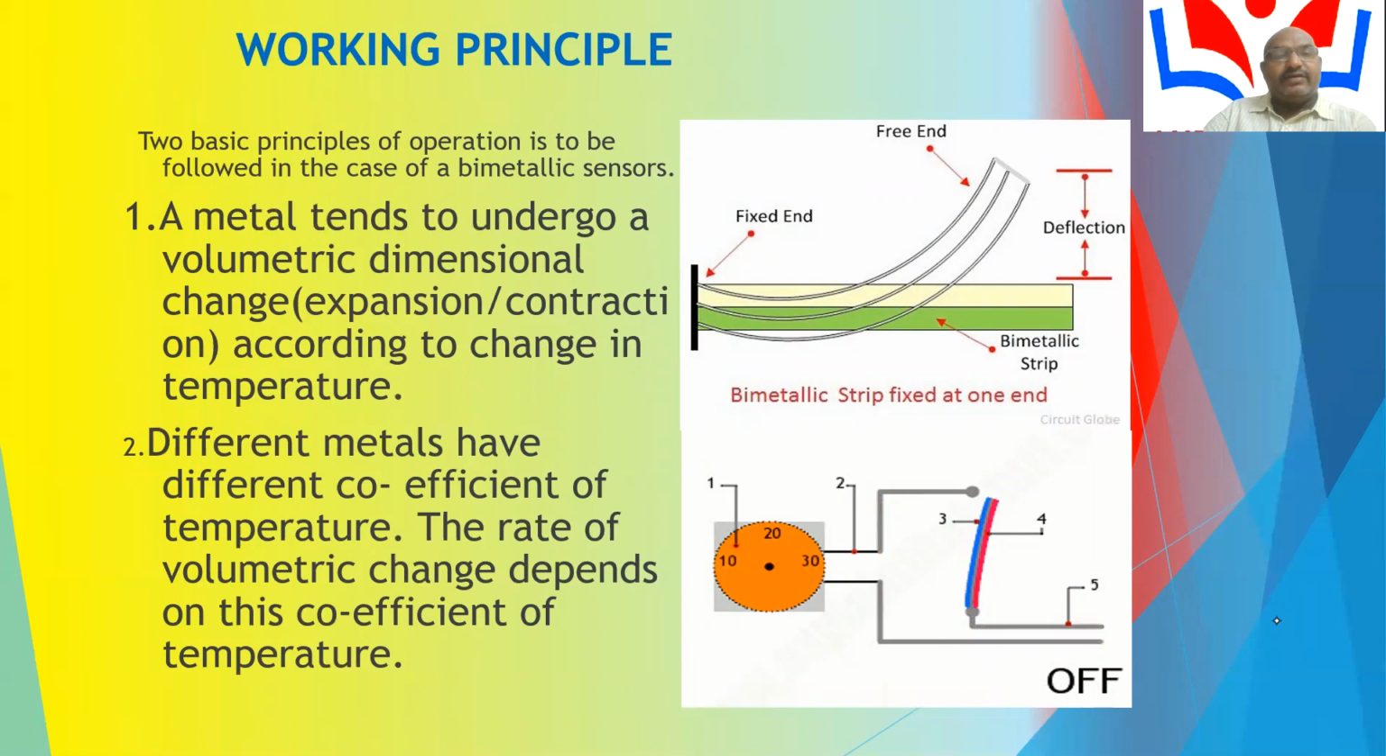And different metals have different coefficients of thermal expansion. The rate of volumetric change depends on the coefficient of expansion. So from the diagram, it changes with the coefficient of the temperatures.